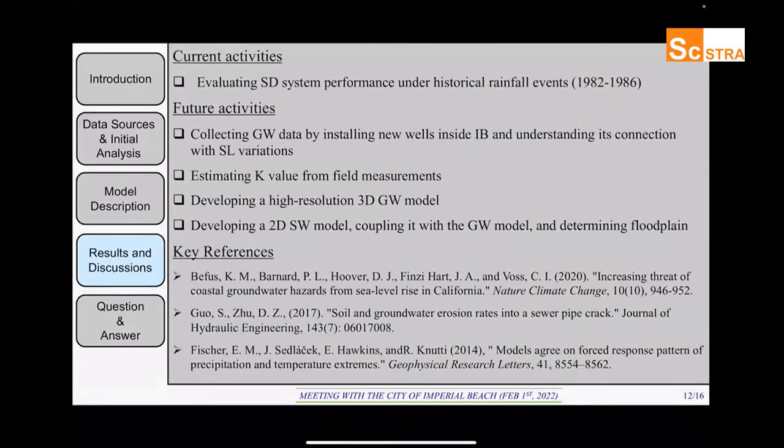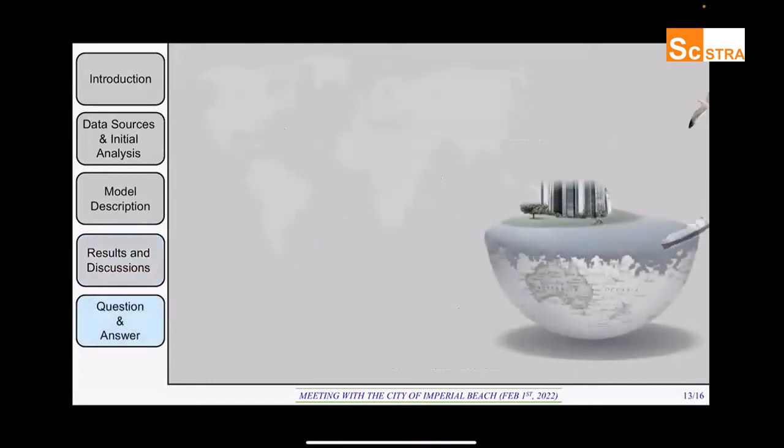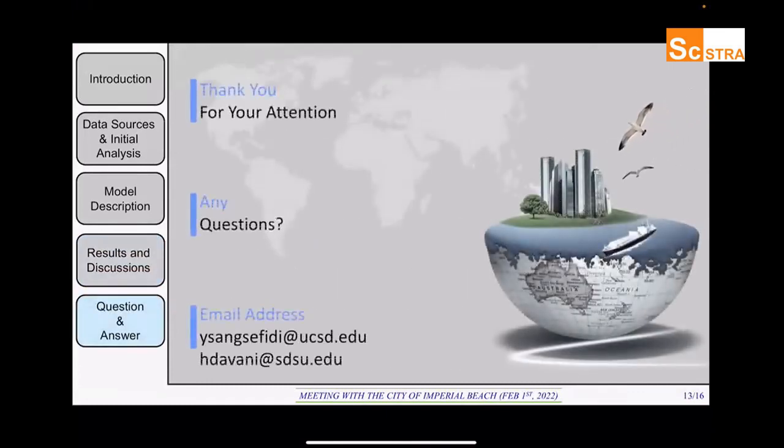Our current activities include creating and installing wells to do measurements for understanding groundwater rise. And we're making our model better and more accurate, so we can provide projections for stakeholders on how to protect themselves against sea level rise.